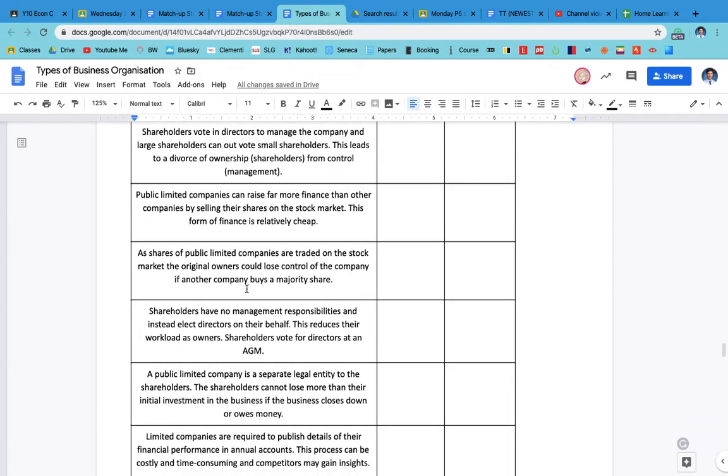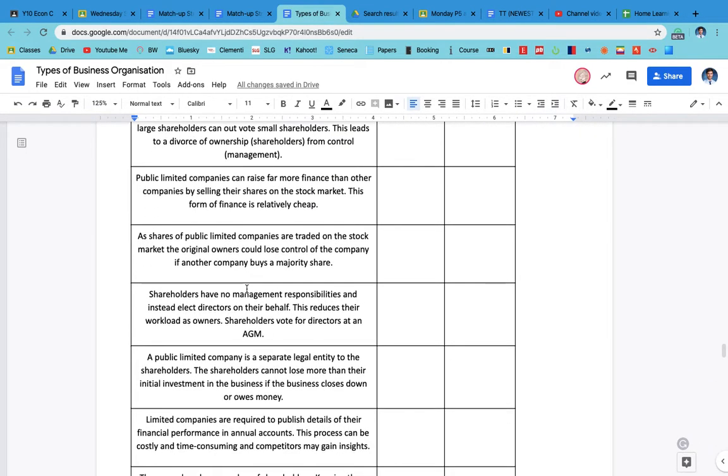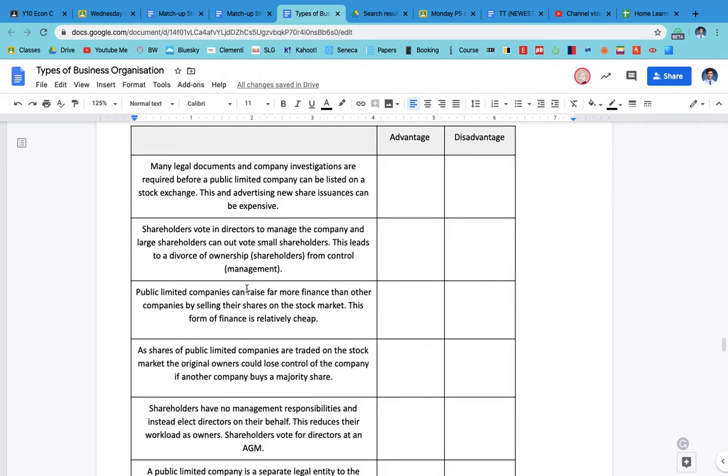So again, pause the video and have a look through these advantages and disadvantages. There are a few more here, and then we'll run through that, and that'll be almost it for the input for today.